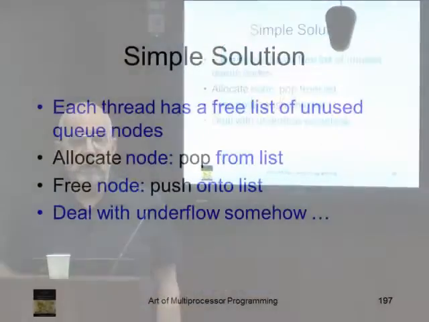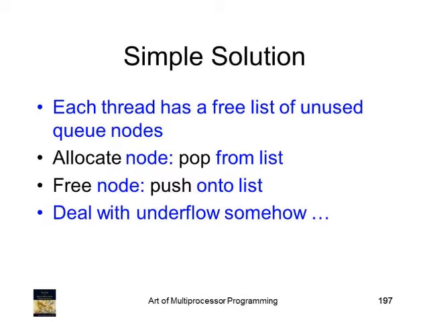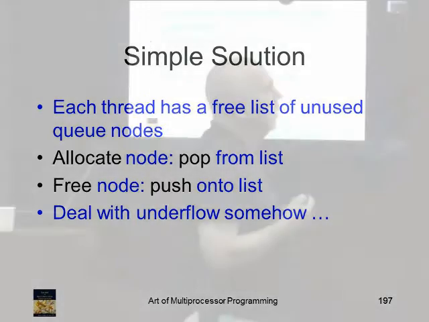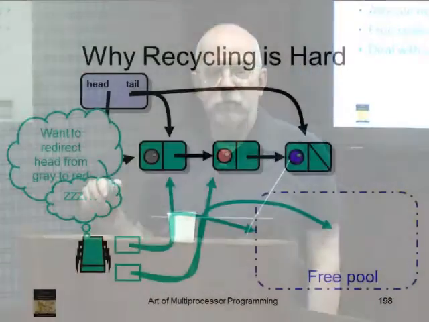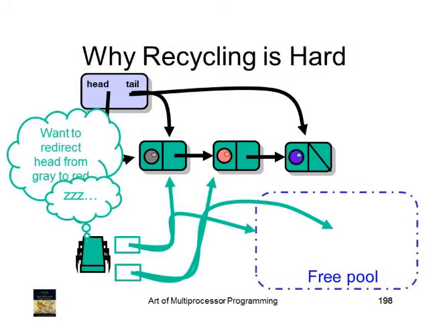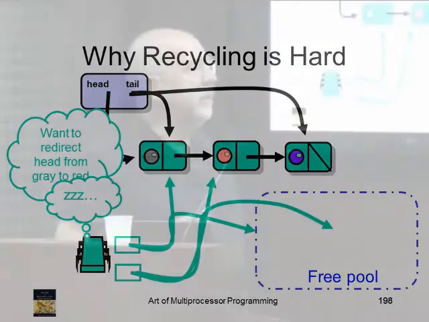Now, we have to be careful here. So let's say that each thread has a free list of unused queue nodes. Local stuff is better. Anything we do without synchronization is better. So everybody keeps their own free list, and you can allocate and free from your own list. And if you run out of things, then we have some extraordinary way of allocating new storage. But what we would like is that everybody allocates and frees from their own list. Now, this sounds like a very simple idea, but it's fraught with danger.